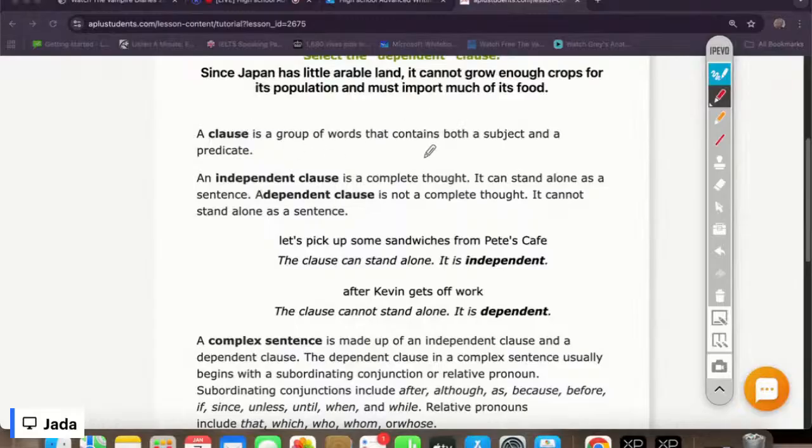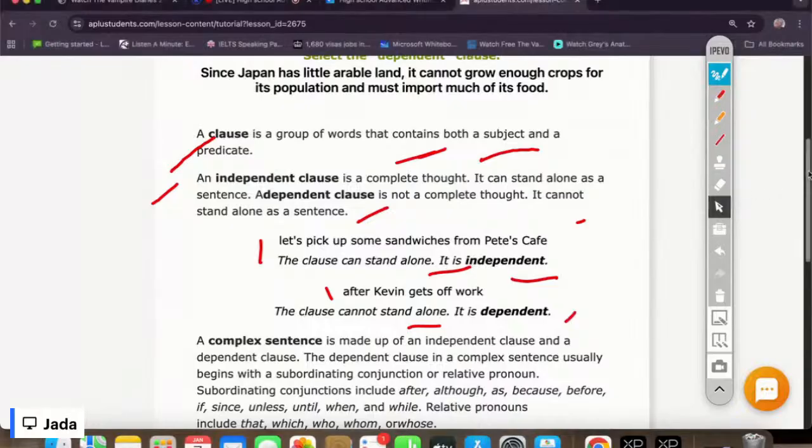Alright, so a clause is a group of words that contains both a subject and a predicate. Under the clause, we have independent and dependent clauses. An independent clause is a complete thought; it can stand alone as a sentence. A dependent clause is not a complete thought; it cannot stand alone. "Let's pick up some sandwiches from Pete's Cafe." This clause can stand alone, so it is independent. "After Kevin gets off work." This clause cannot stand alone, so it is dependent. Okay?